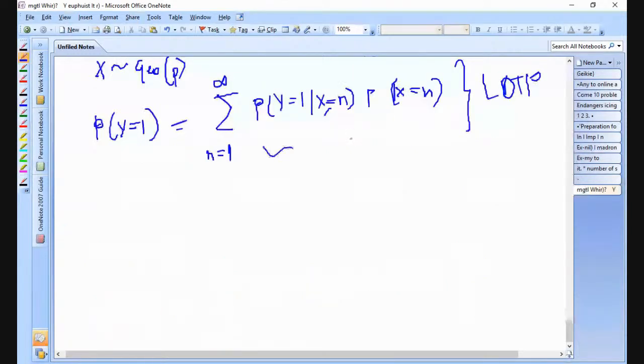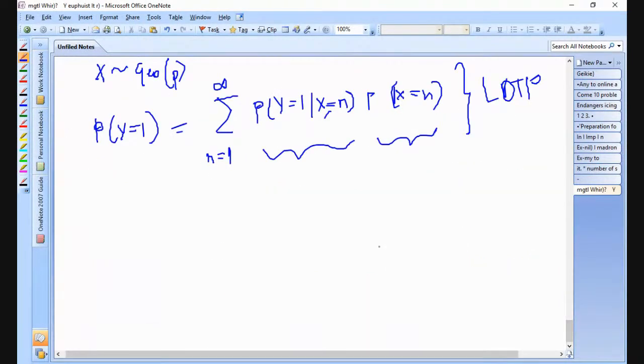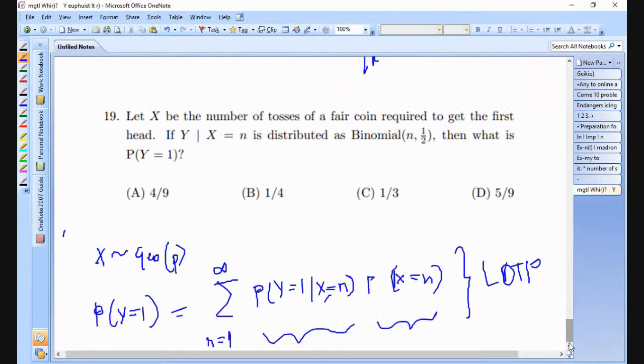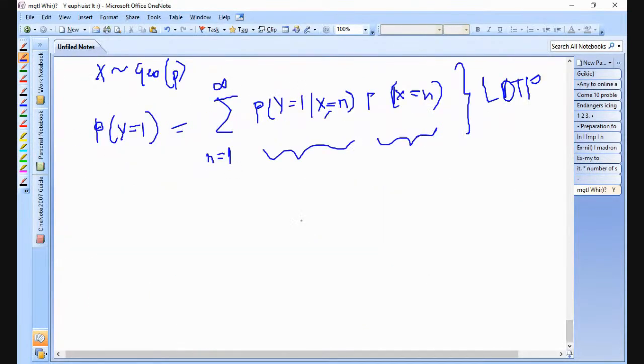The idea is very simple. How do you understand the law? You have to use conditional probability because you are conditioning on something. So Y is equal to 1 given X is equal to N is what? Y given X equal to N follows binomial N comma half. So here it will be N choose 1 into half to the power N, right?